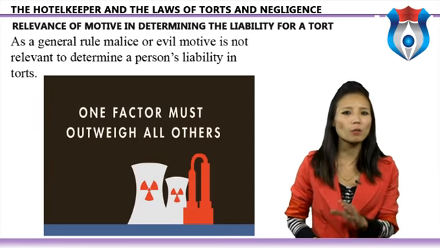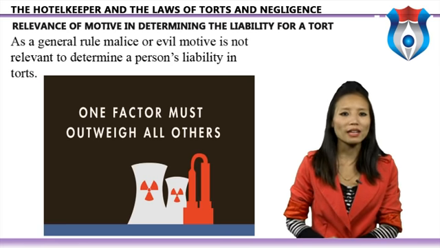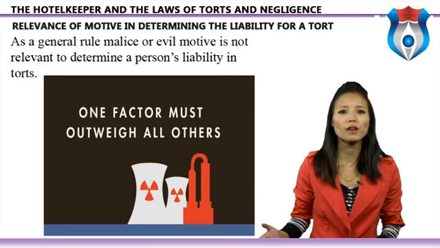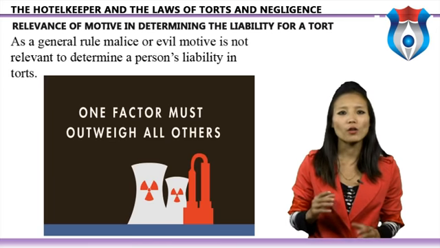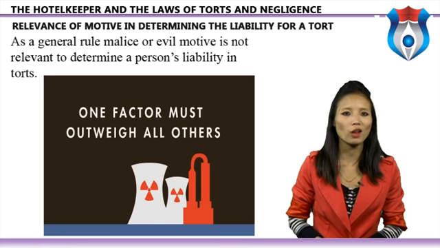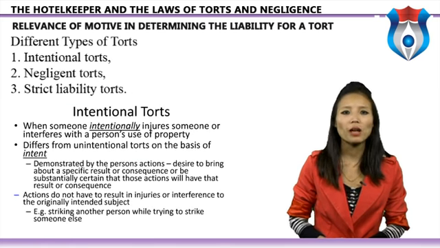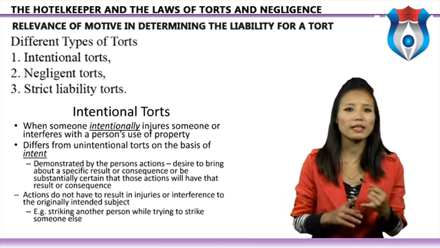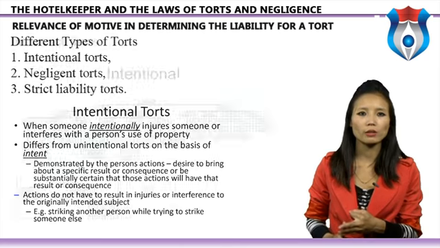A person cannot be liable in tort on the ground of evil motive or bad motive if the act itself is not unlawful. Evil motive or malice on the part of the defendant is one of the essential elements to be proved by the plaintiff in respect of torts, namely deceit, conspiracy, malicious prosecution, and injurious falsehood. Different types of torts. There are three kinds of torts: intentional torts, negligent torts, and strict liability torts.